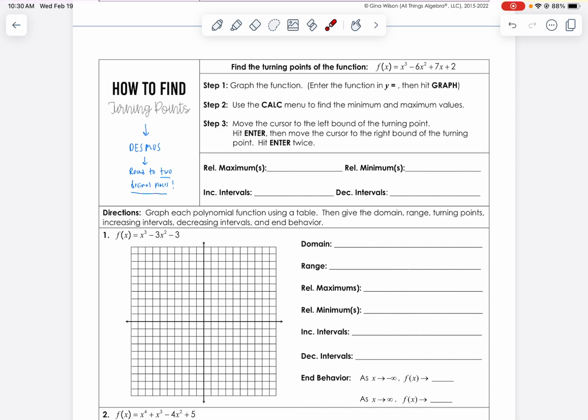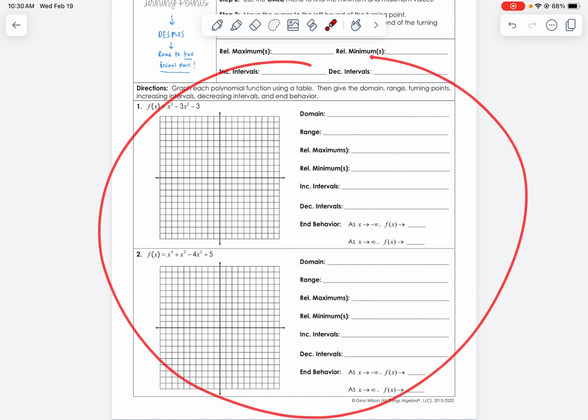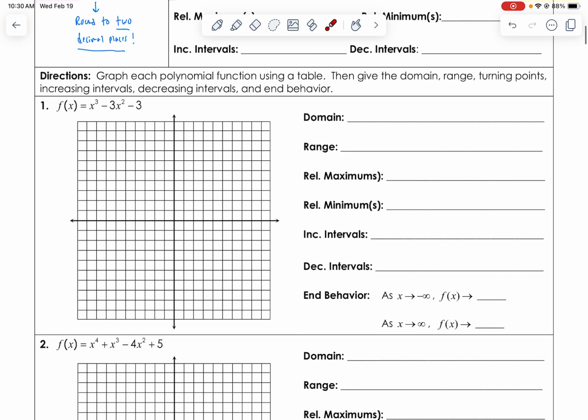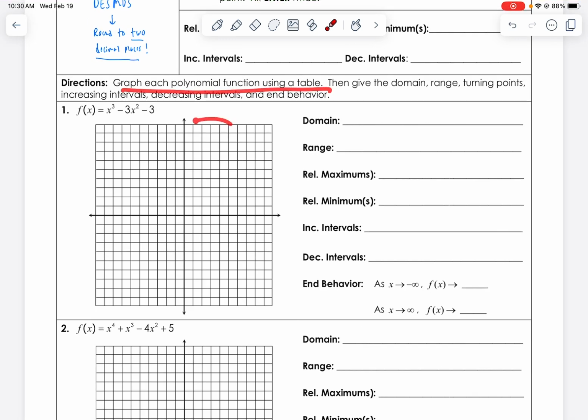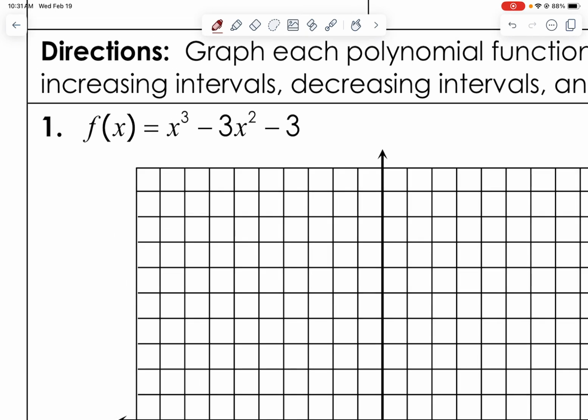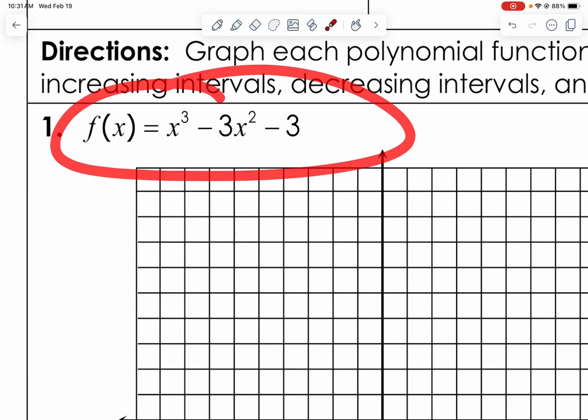So I need more space in this, so we're going to go over these 2 examples right here. And I'll walk you through them. So here, what they want you to do is graph each polynomial function using a table, which we'll get from Desmos. And then they want you to list out the attributes, the domain, range, the turning points, where the function is increasing and decreasing, and what those intervals are, and end behavior. And we'll talk about that right now. But here, you definitely want to make sure you graph this on Desmos. So I'm going to go ahead and graph this on Desmos.